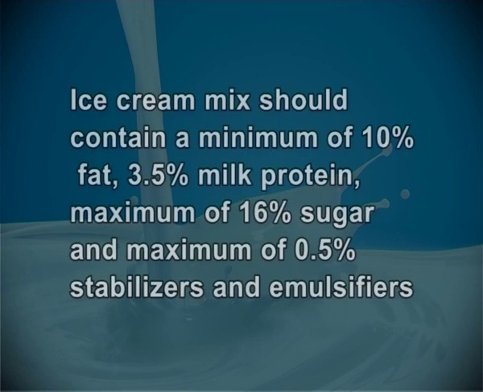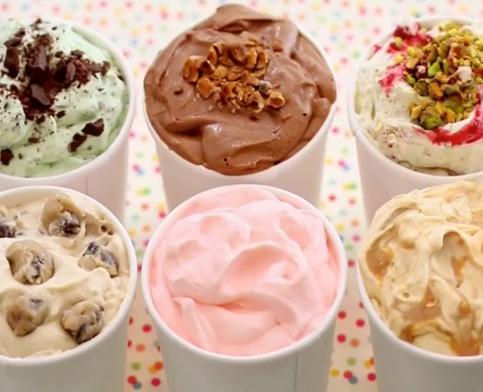Formulation: ice cream mix should contain a minimum of 10% fat, 3.5% milk protein, a maximum of 16% sugar, and a maximum of 0.5% stabilizers and emulsifiers. In order to obtain the ice cream mix with desired composition, it is necessary to work out the quantity of each ingredient in the mix. This is worked out by using formulae.